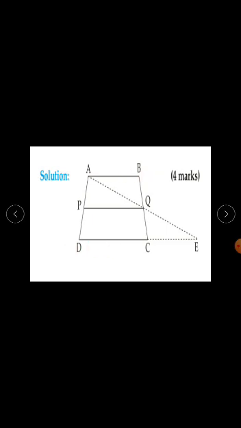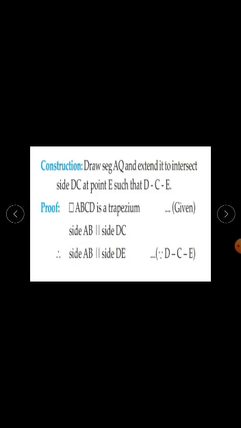Now there is one construction. Draw segment AQ and extend it to intersect side DC at point E. So what is your construction? Draw segment AQ and extend it to intersect side DC at point E such that D-C-E. This is your construction. Now proof.